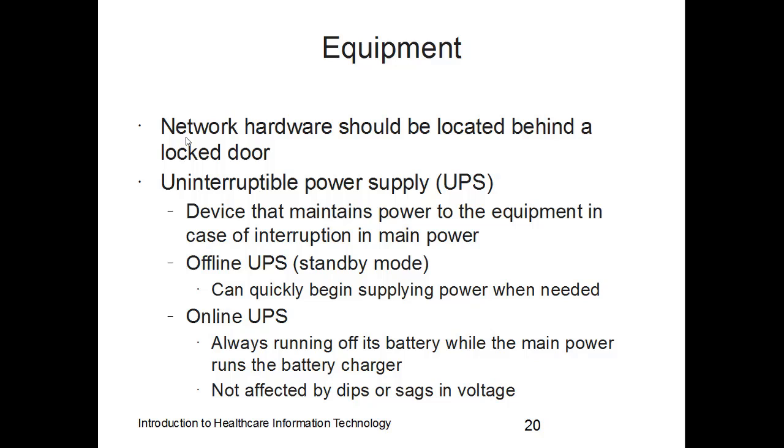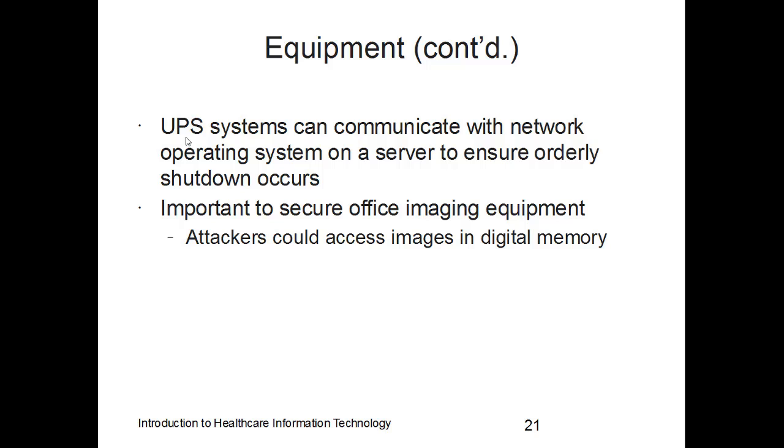In an offline mode, these can quickly begin supplying power when needed. And in an online UPS, these are always running off its battery while the main power runs the battery charger. And these are not affected by any power surges or any dips or sags in voltage. And UPS systems can communicate with a network operating system on a server to ensure orderly shutdowns.